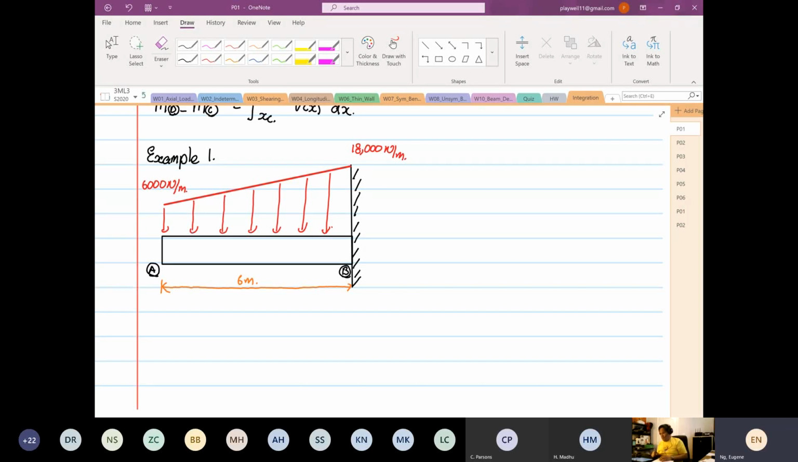Integration method, right, we need to find the function of the slope. And then we have to integrate twice. But before we go there, we need to write down our boundary condition. This is where we write out our boundary condition now. So we're going to put below boundary condition.